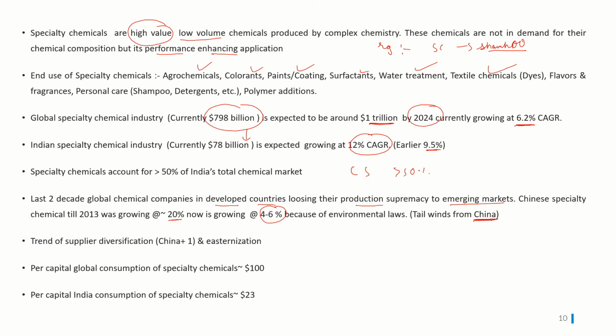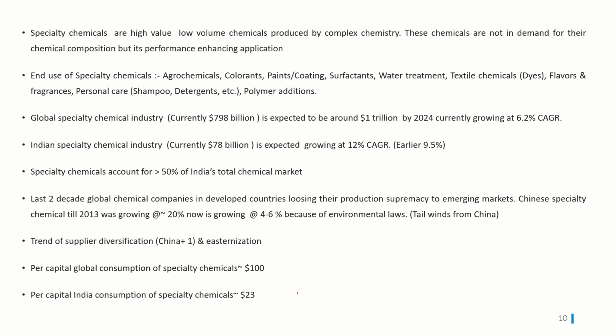So we have tailwinds from China, number one. Number two, because of the easternization theme playing out, we have tailwinds from the entire world, and along with it we have domestic tailwinds also. That is, global per capita consumption of specialty chemical is around $100, but Indian per capita consumption of specialty chemical is only around $23. So this has at least the potential to grow 4x. So tailwinds from everywhere in this industry. This can grow at a very rapid pace in the next few years, right?